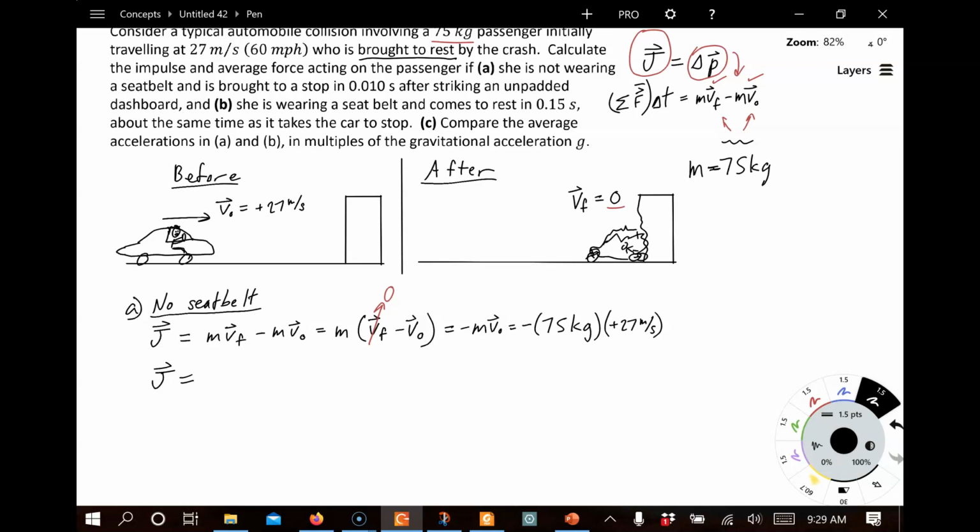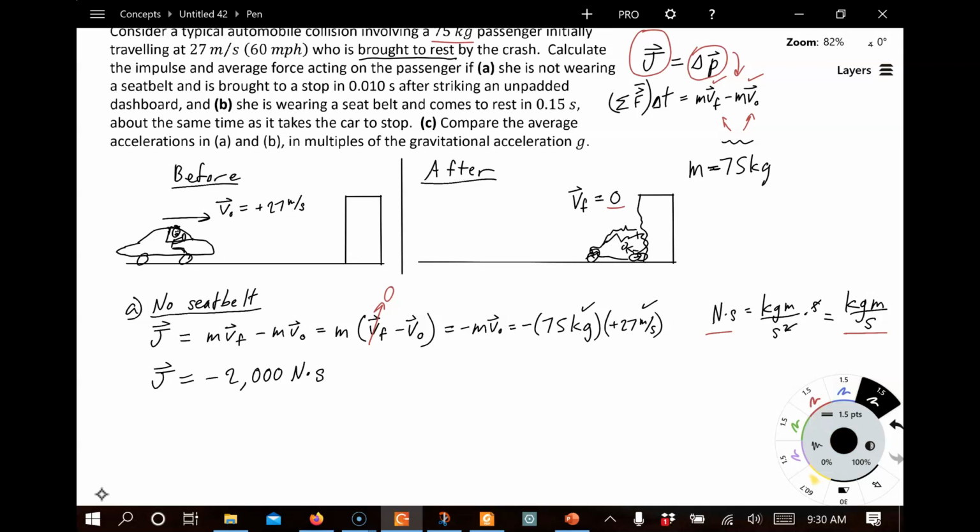Putting this into the calculator, it comes out to about minus 2,000 newtons times seconds. You might wonder why I put newtons times seconds. Well, a newton times a second is equal to kilogram meter per second squared times a second, which is equal to a kilogram, cancel one of the seconds, meter per second. And of course, here's your kilogram, here's your meter per second. So both newtons times seconds or kilograms times meters per second, they have the same units.